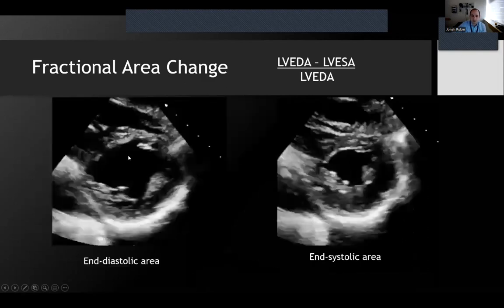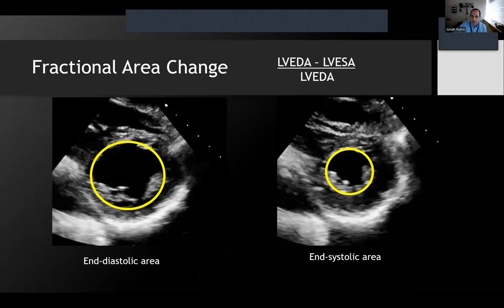And so the way you would do that is you would pause in both your end diastolic area, end diastole and systole. You draw a circle around both and the machine will calculate for you the area. You might not have to draw a circle again. On some machines, you can physically draw. And notice that you don't include papillary muscles.